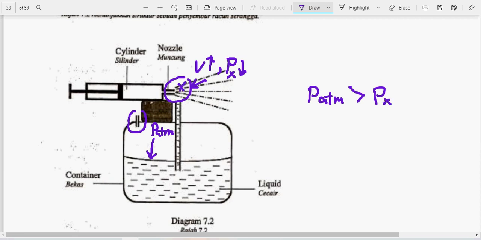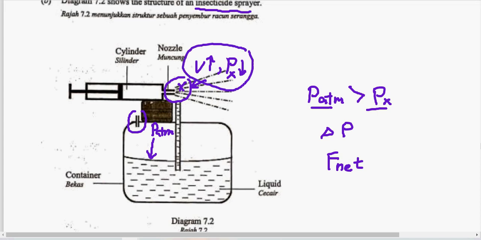P at point X. So the difference in pressure between P atm and Px will create a net force, daya paduan, daya bersih, that will push the insecticide upward. Boleh? So normally for the marks given, if you want to explain about Bernoulli's principle, you need to mention the velocity and then the pressure. Then after that, the difference in pressure. So velocity, then pressure, then difference in pressure, then the net force produced.